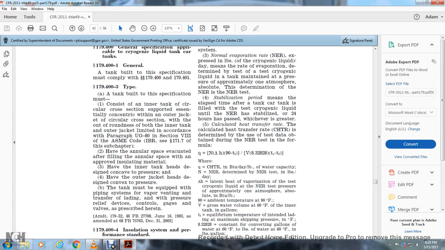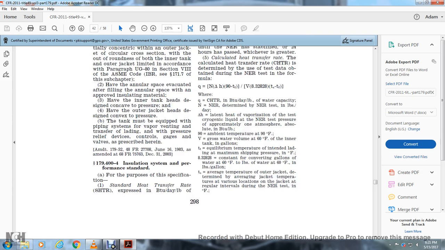Having the inner tank head designed to be concave to the pressure, have the outer jacket head designed convex to the pressure of the test. The tank must be equipped with the piping system with the vapor venting, with the transfer, landing with the pressure release device, and control gauge with the vapor valves as prescribed herein. 179-404 insulation system and performance standard.